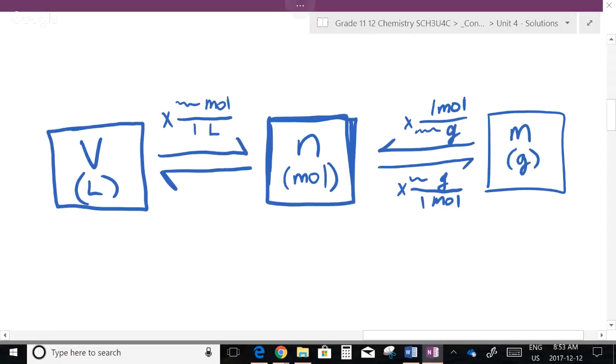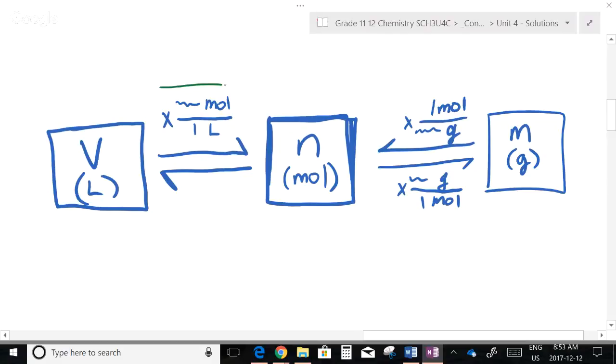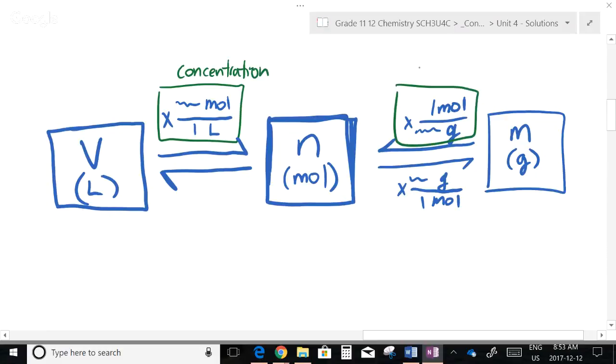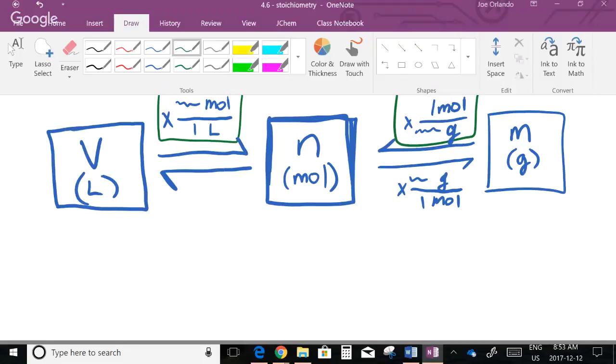Does that make sense? Like this number here is just concentration, in the same way that this number here was just molar mass, right? If I know the molar mass, I can go from mass to number of moles. If I know the concentration, I can go from volume to number of moles. Does that make sense? And obviously I could go the other way as well, right?